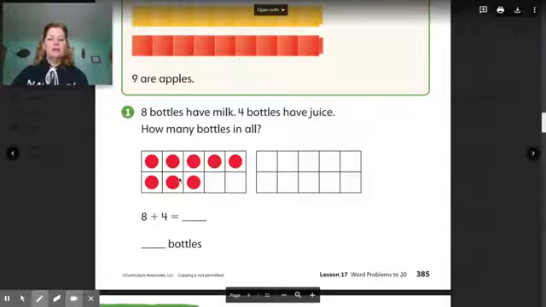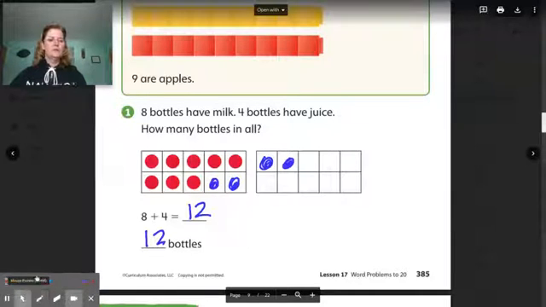So here are 8 bottles of milk. Let's do 4 bottles of juice. 1, 2. We have to finish the 10. 3, 4. So we have 1 10, 2. 8 plus 4 equals what, friends? Yep, 8 plus 4 equals 12 bottles of milk. That's a lot of milk. All right.